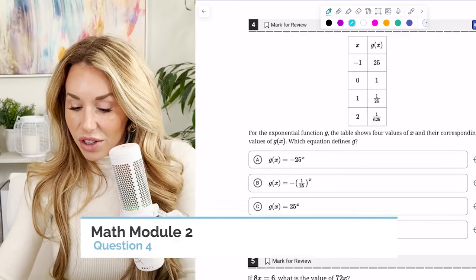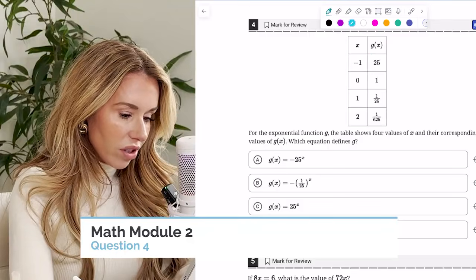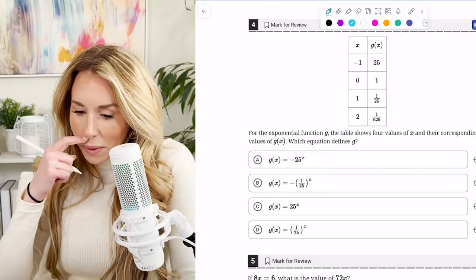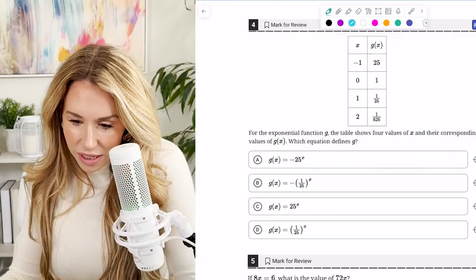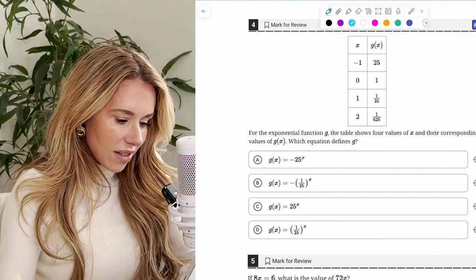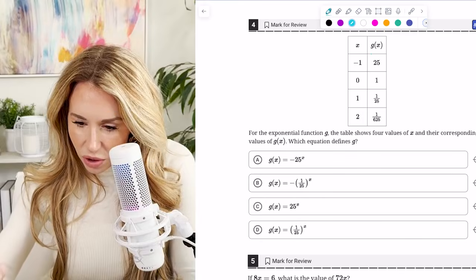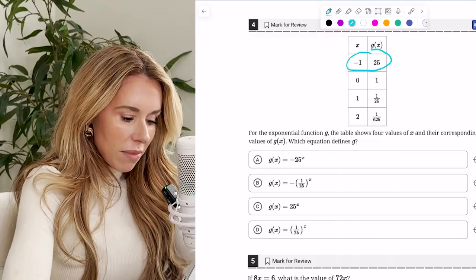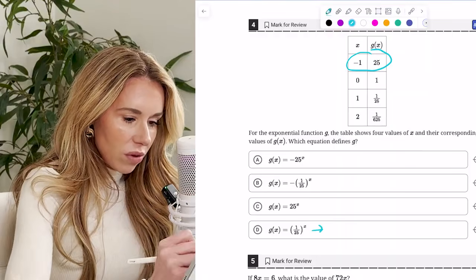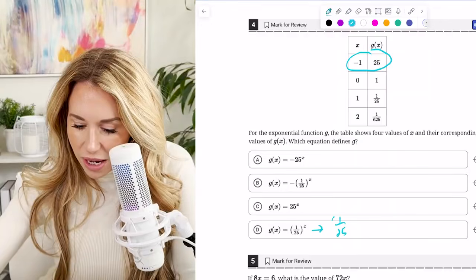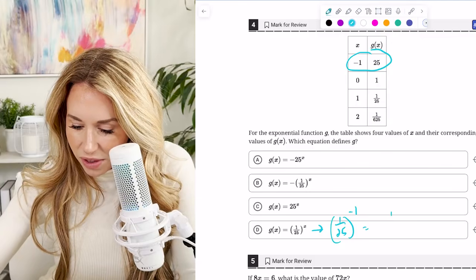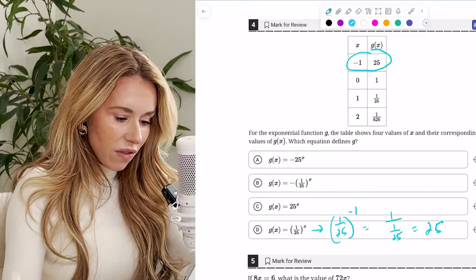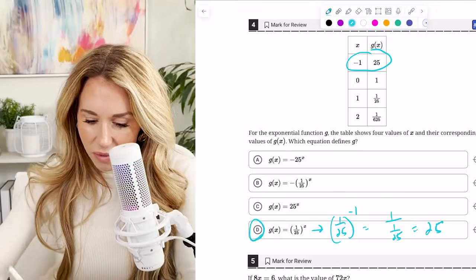For the exponential function g, the table shows 4 values. Which equation defines g? Okay, so when we look at these, basically, I want to look at a point and see if it makes sense. So if I go to like negative 125, this one makes sense to me because when you take a fraction and then you take it to the negative first, basically that means 1 over 1 to the 25th, which would equal 25. So I can totally get why D is the right answer there.